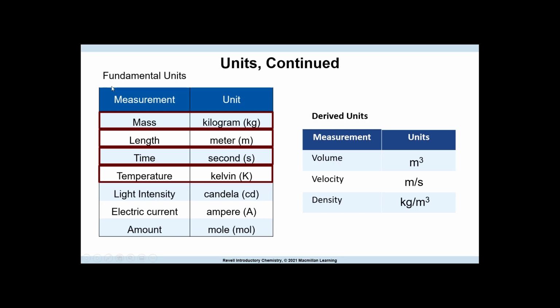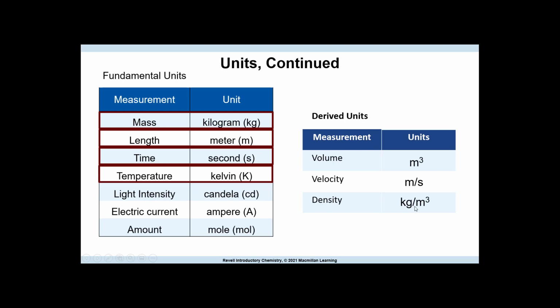Derived units. These are units that are taken from these, and we use them still. So volume is meters cubed, and you can see meters as length. Why is volume meters cubed? Because volume is actually length times width times height. So it's 3 dimensions. Length, width, height. There we go. And then velocity is meters per second.